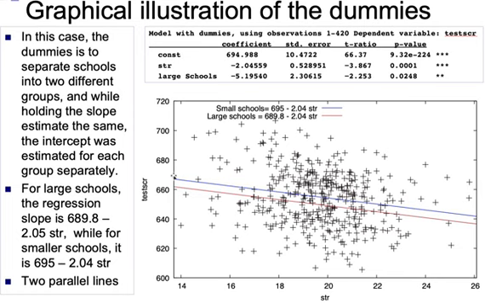Now, the intercept here, we can see the constant term on the regression says 694. That is for small schools. The large schools intercept is the constant term plus what's on the large school coefficient. So the large school coefficient tells us the difference between small schools and large schools. And that difference persists all the way at each level. So we have parallel lines, all right?